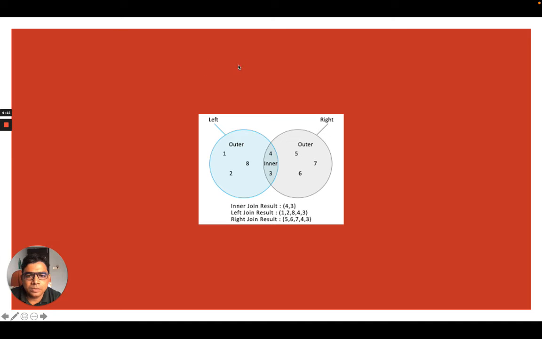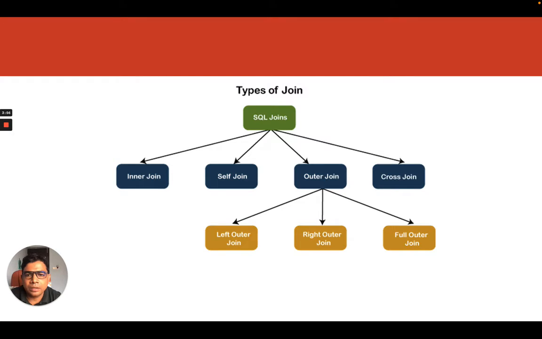Suppose you have two tables. So in inner join, you can see in the diagram 4 and 3 will be returned if we do the inner join. In right outer join, the right join result will consist of 5, 6, 7, 4, 3, and the left join result will be 1, 2, 8, 4, and 3. So let's get moving now.